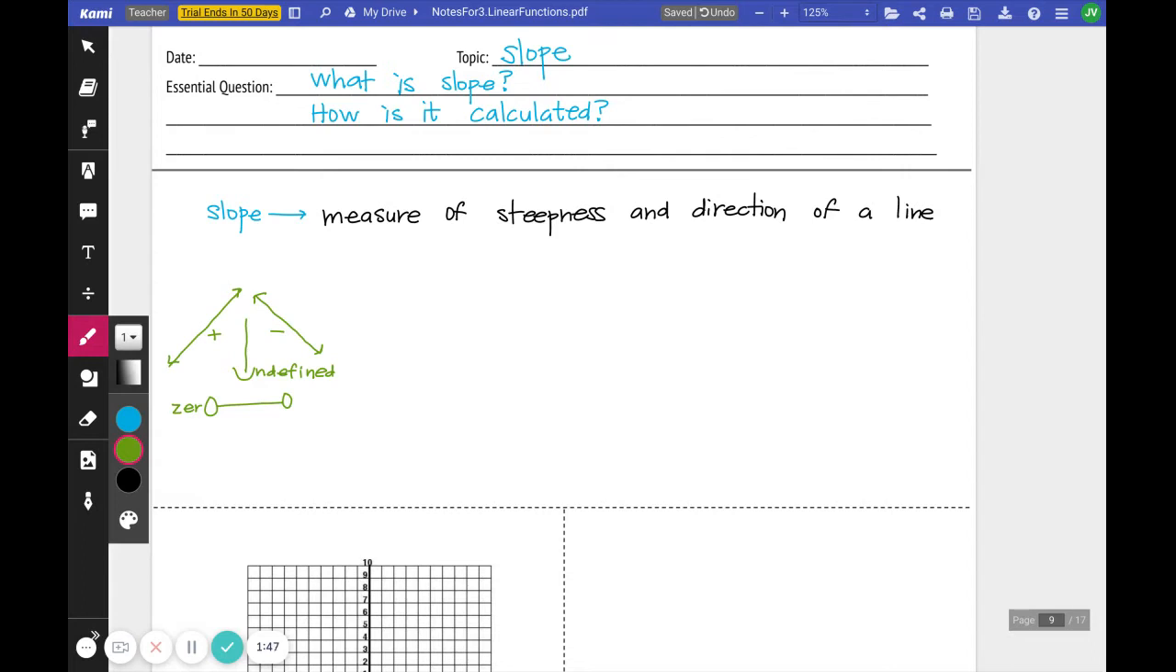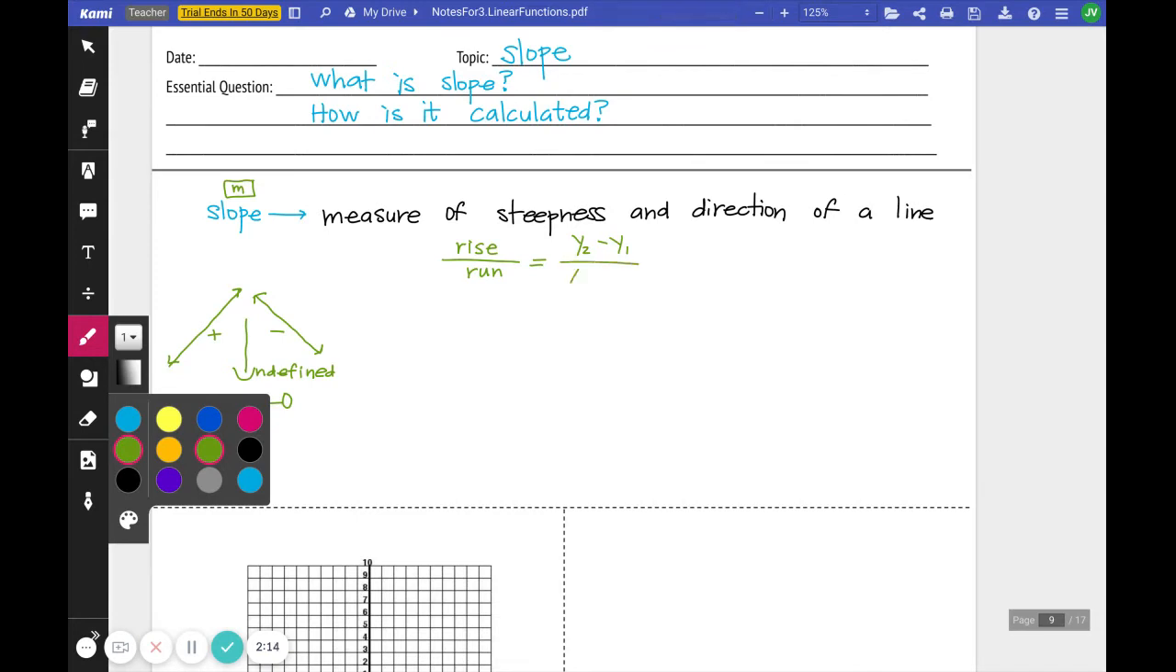When we talk about slope, the variable for slope is m, right? So m is the measure of the steepness of our line. Now, a couple different ways that we can calculate slope. The first is, if we're given a graph, we can use rise over run. But another way is if we're given two ordered pairs. And when we're given two ordered pairs, we want to use the slope formula. And it says y2 minus y1 over x2 minus x1.